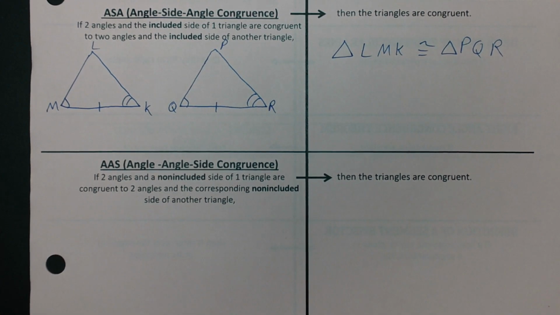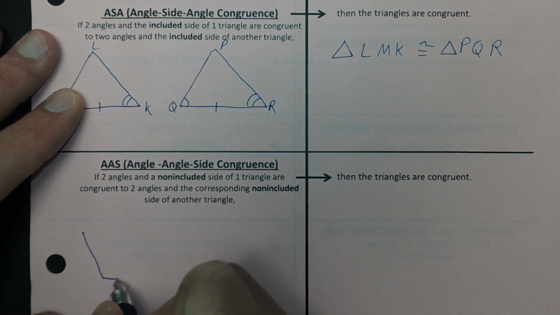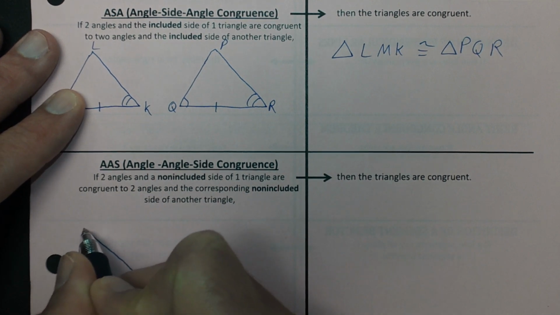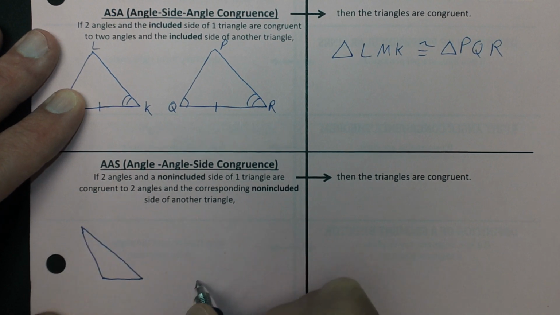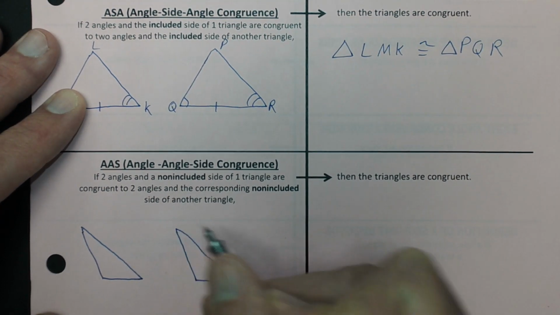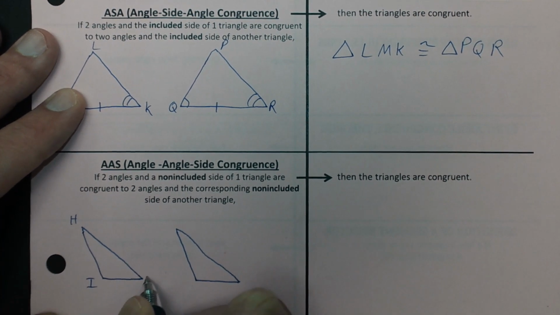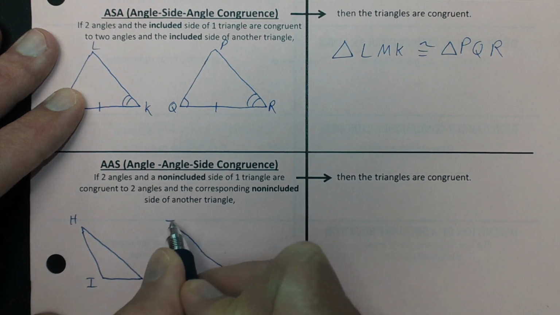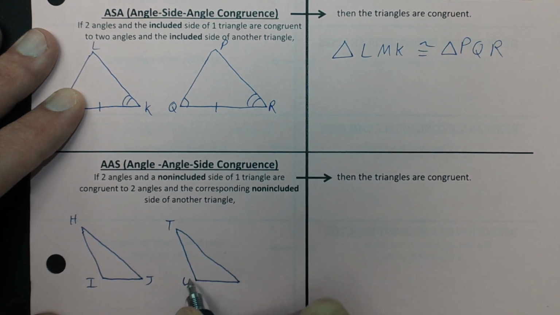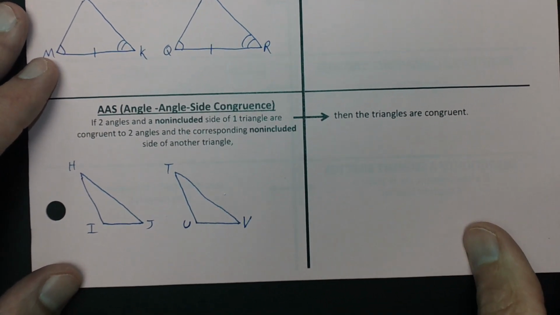Okay, so we've done 3 out of the 4 ways. There's one more way, and I'm going to try to draw this one a little bit different just to give you some variety. I'm going to try to make these look congruent. So triangle HIJ and TUV. That's a U and a V. Okay, so this is angle side congruence.